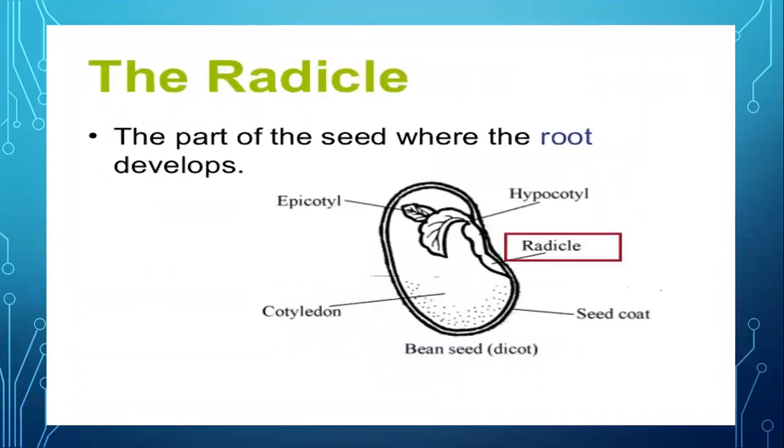Embryo consists of the radicle. Radicle is the part of the seed which gives rise to the root. So it is the first part of the embryo that gives rise to root. And whenever the germination of the seed occurs, it is the first structure that emerges, and it is known as radicle. And radicle is basically the root of the embryo.